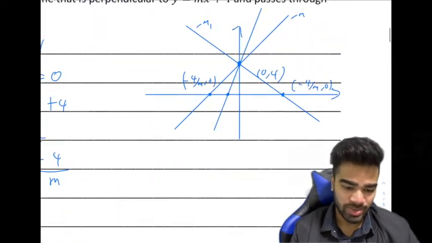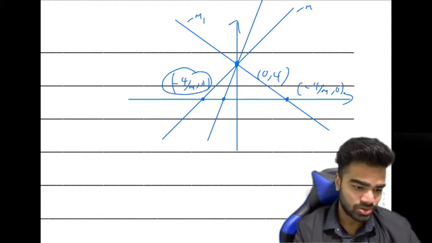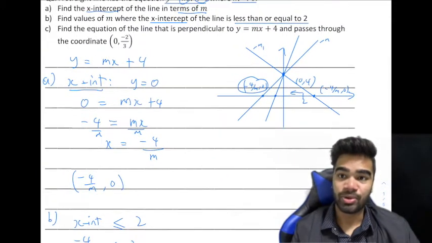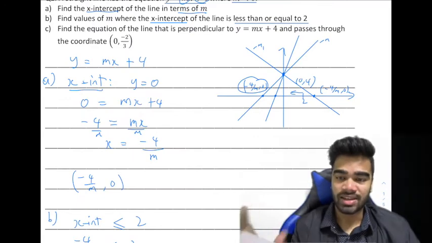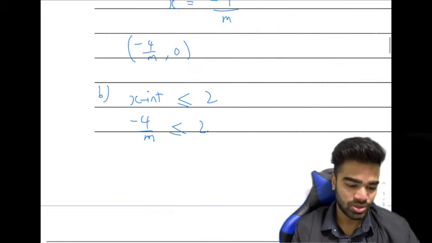So we're pretty much making this x-intercept lower than 2. So 2 is actually over here, so it has to be anything less than 2. So we're finding the value of the gradient so that our x-intercept is less than 2. That's what's going on in the graph. But equation-wise, it's really simple. You just need to solve this.